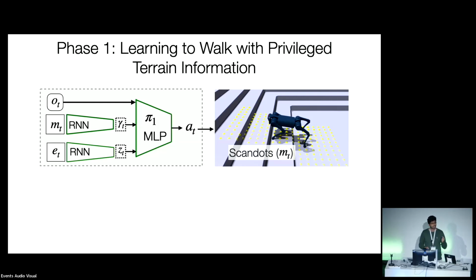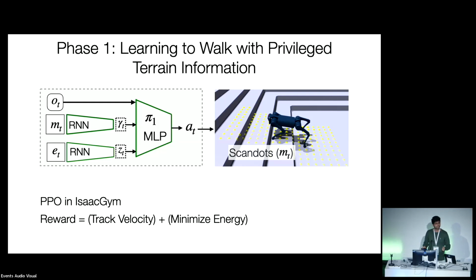And we will also take all the physics parameters like friction and payload and feed that into the policy as well. So we have a policy which is aware of its visual surroundings, and it is also adaptive because it knows the friction, payload, and other things it's dealing with. So we train this end-to-end in simulation using PPO and Isaac Gym. And our reward function is just to track velocity and minimize energy.